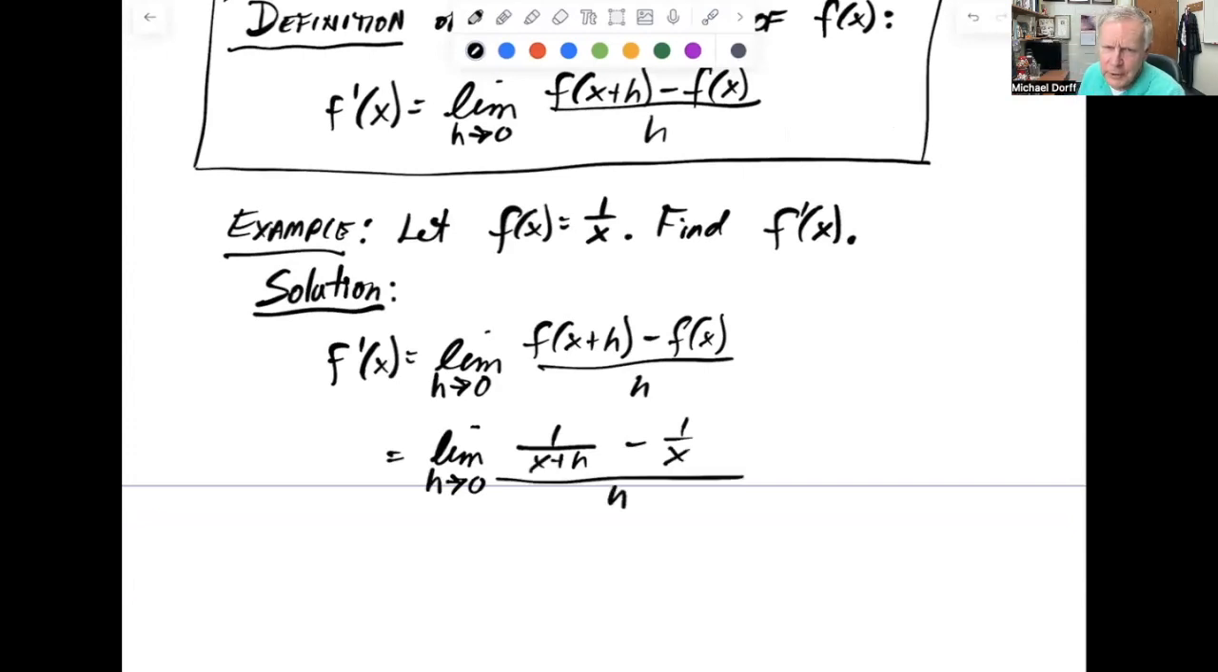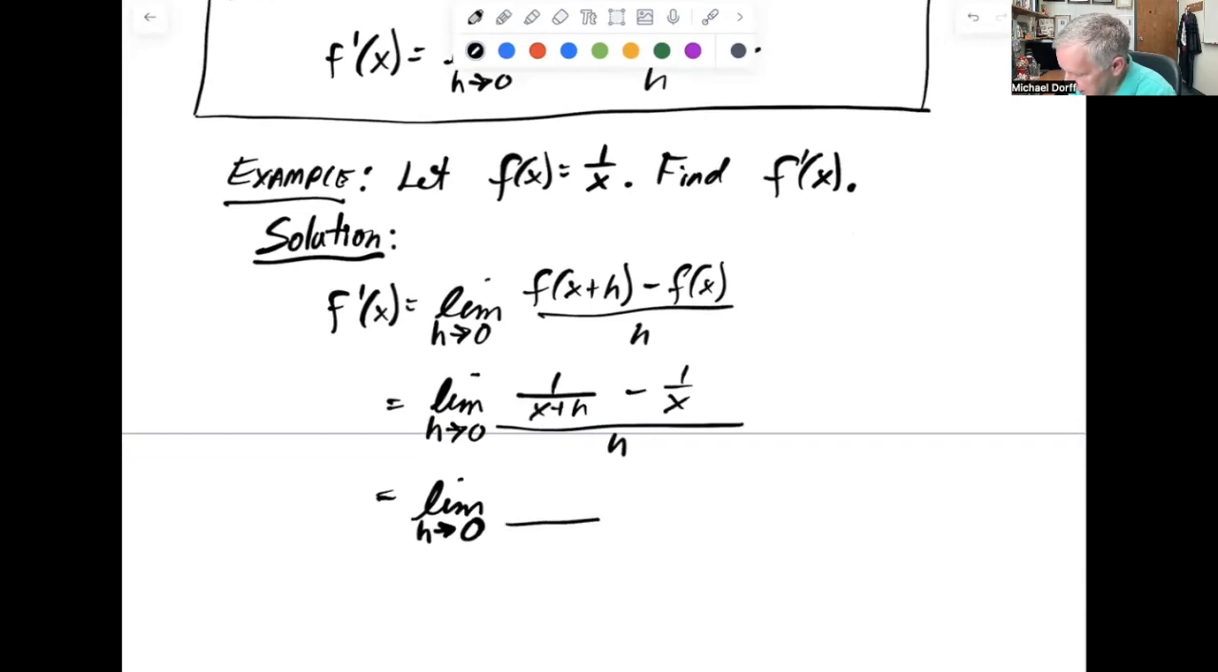I put in h equals 0. I get 1 over x minus 1 over x in the numerator. That's 0. And I get h equals 0 in the denominator. So I get 0 over 0, indeterminate form. Not a big surprise. You probably should be expecting that. Okay, so I need to find a way. I need to do more work. I need to find a way to simplify or rewrite this. And the way to do that is to simplify or combine the fractions that are in the numerator.